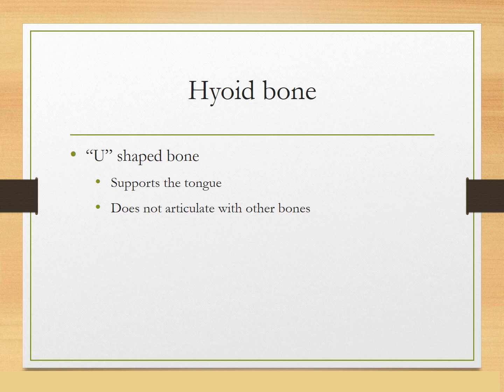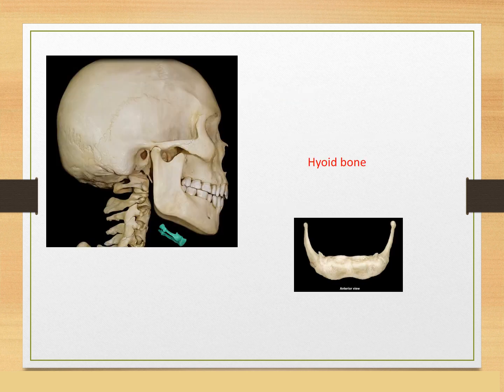The hyoid is a U-shaped bone that helps support the tongue. This is the only bone in the body that does not articulate directly with another bone. This is a bone that's often broken during victims of strangulation or hanging.